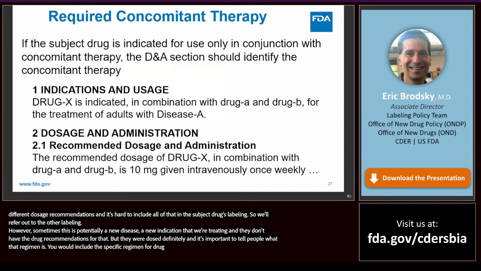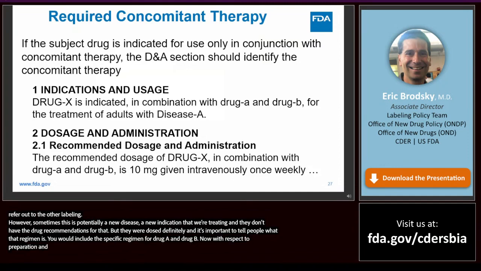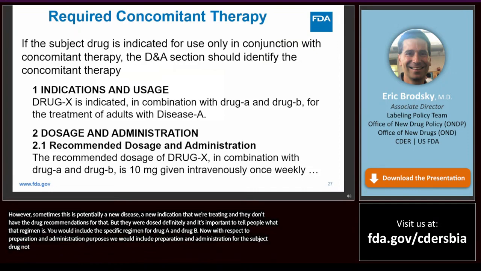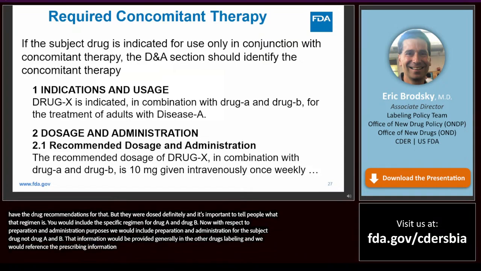Now, with respect to preparation and administration instructions, we would only include preparation and administration instructions for the subject drug, not drug A and drug B. That information would generally be provided in the other drugs' labeling, and we would reference the prescribing information of drug A and drug B to find those complex preparation instructions.